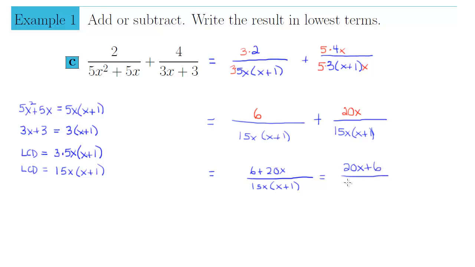Is there anything that can cancel? Well, let's see. If there's anything that can cancel, it appears as a factor in numerator and denominator. So let's first try and factor out the numerator and see if anything can then cancel with the factors in the bottom. Notice we have a 20 and a 6. The common factor of 20 and 6 is simply the number 2, so let's take out the number 2, and when I do, I'm left with 10x plus 3.